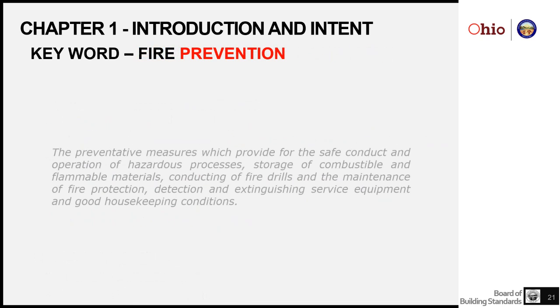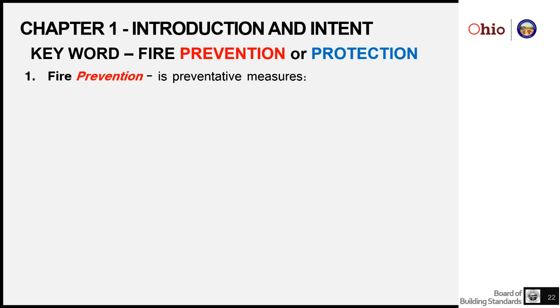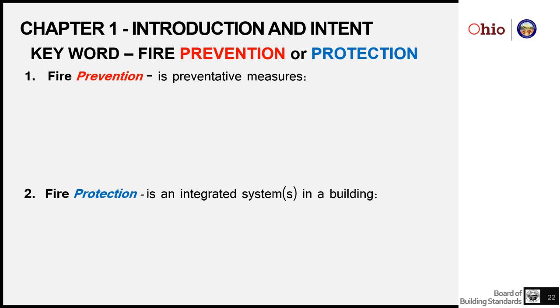The next definition we're going to talk about is fire prevention. There's oftentimes some confusion about fire prevention and fire protection. This is the definition of fire prevention. And prevention or protection, is there a difference? Absolutely, there's a difference. Fire prevention is a preventative measure. Fire protection is talking about an integrated system in a building. Sound familiar? It is an integrated system. So fire protection is also building service equipment. Fire prevention is not building service equipment.